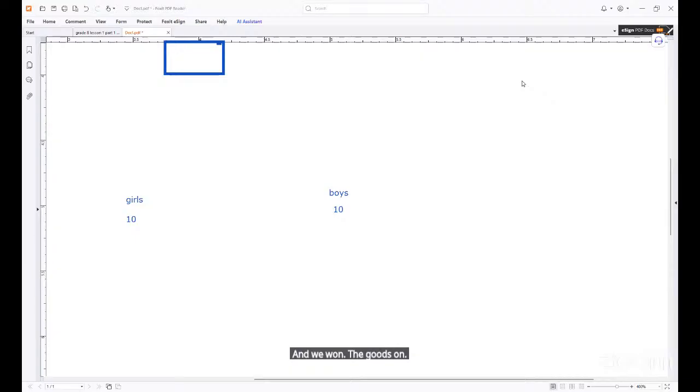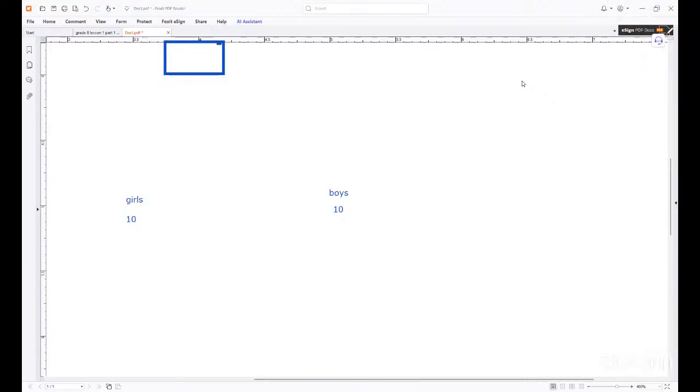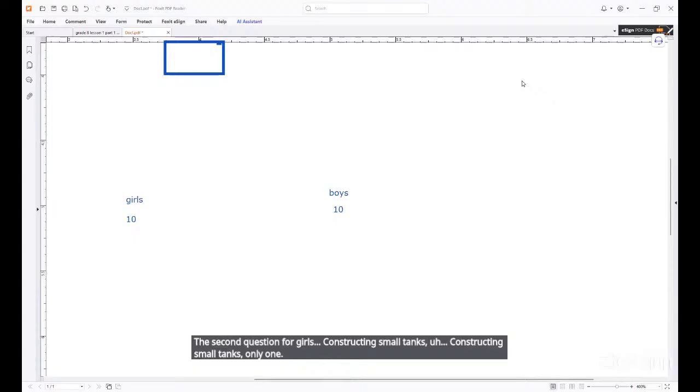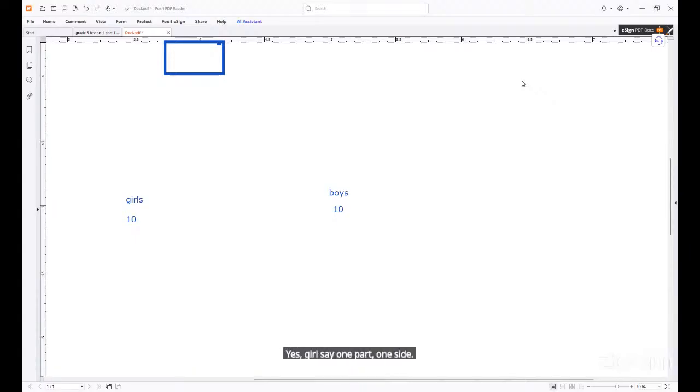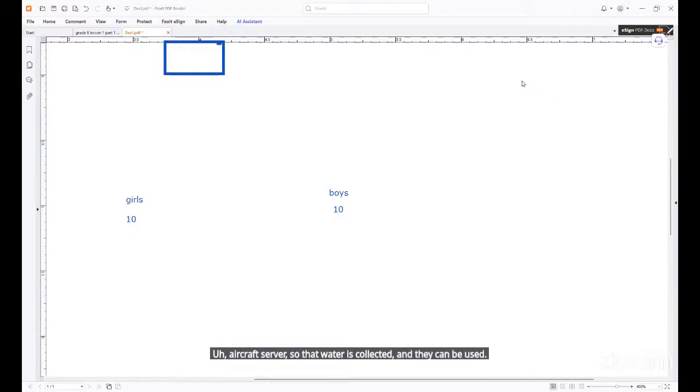The second question for girls: constructing small tanks, only one. Just girls say one part. Construction of a dam across a brook or stream, so that water is collected and can be used. Very good.